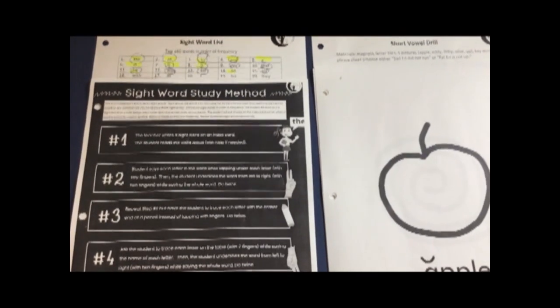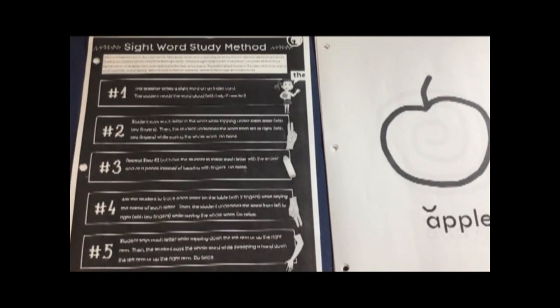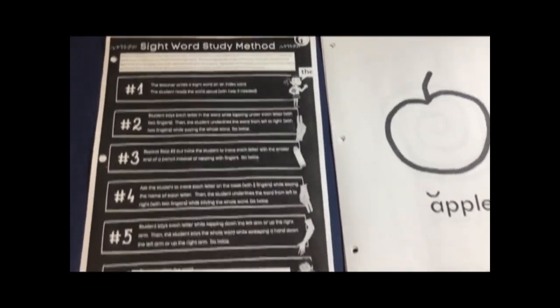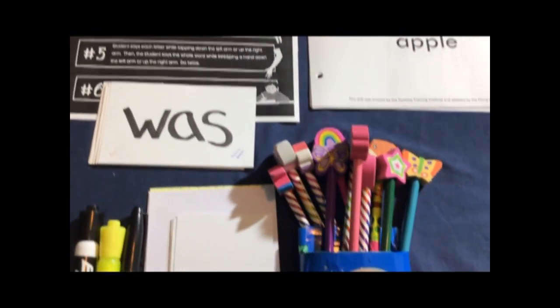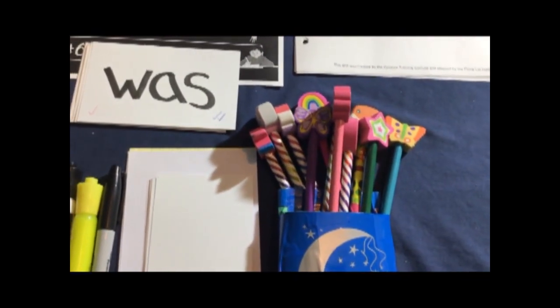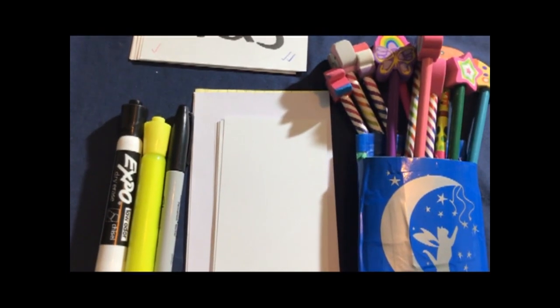Let's begin by setting up the table. We'll begin with our sheets for the sight word study method. You'll need your top 160 sight word list and the sight word study method instruction sheets, the cards on which the student is currently working, some pencils, and blank index cards, highlighter, and some markers.